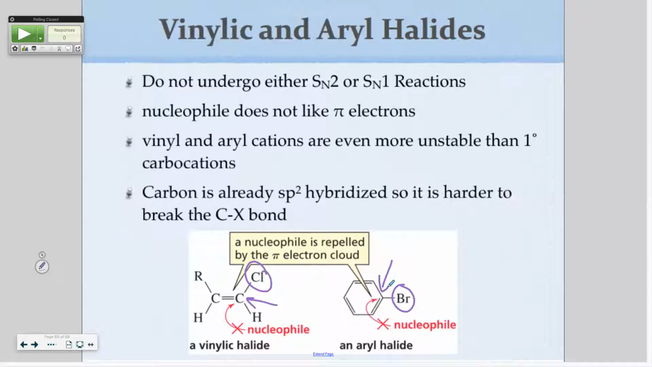And vinyl and aryl cations are even more unstable than primary carbocations. The benzylic and the allylic ones were as stable as tertiary because of resonance. But these are even more unstable because that carbon is already sp2 hybridized. It does not want to break the C-X bond, whatever it is. So these don't react in SN2 or SN1 reactions. Do they do other things? Yes, they do, but this is not the time.